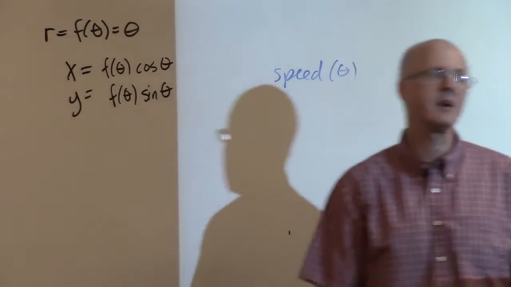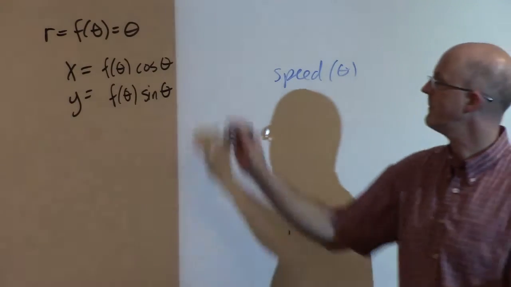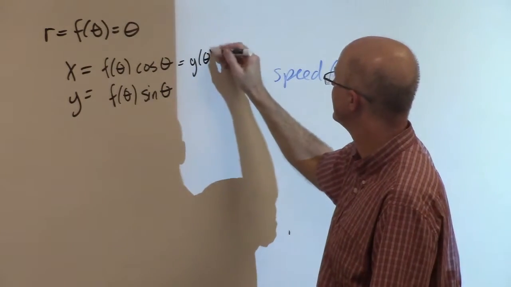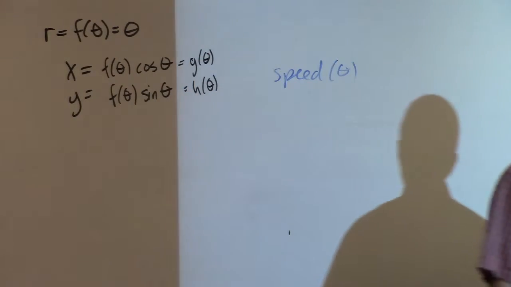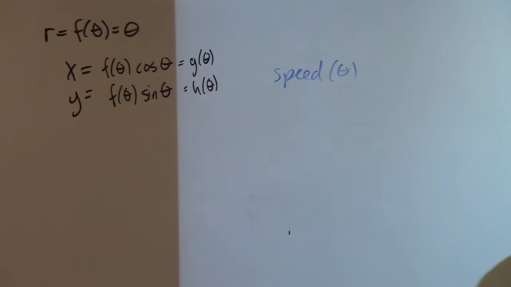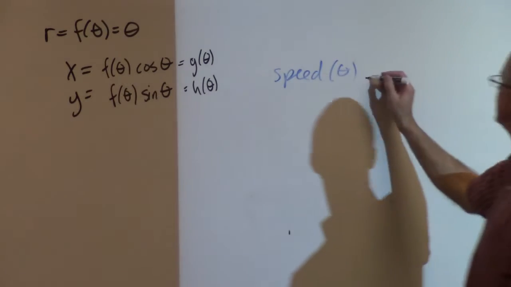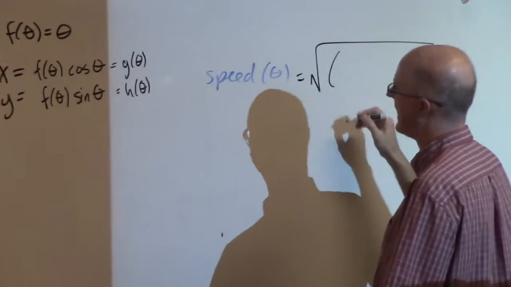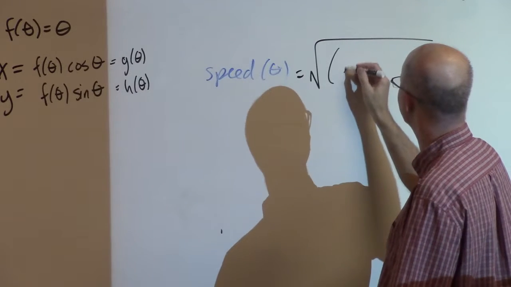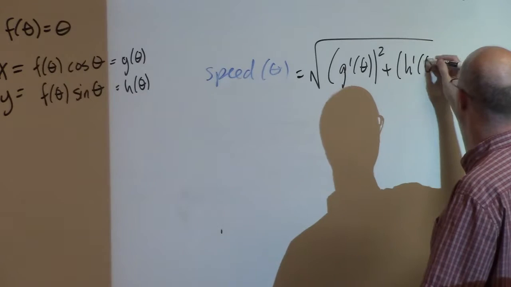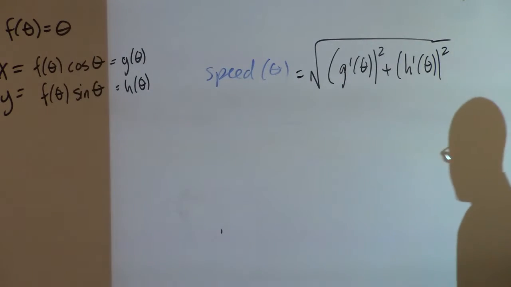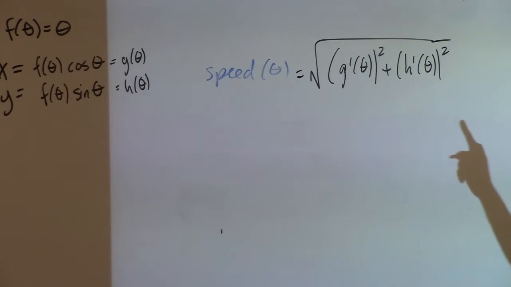Now you could give those functions new names. Maybe I'll call this one g of theta and this one h of theta. When you do this, these are parametric equations in theta, and you can now use the formulas we already knew. We can find the speed as a function of theta by doing the square root not of f prime squared plus g prime squared, but instead g prime squared plus h prime squared. Actually, let's do the general case first before we consider specific examples.